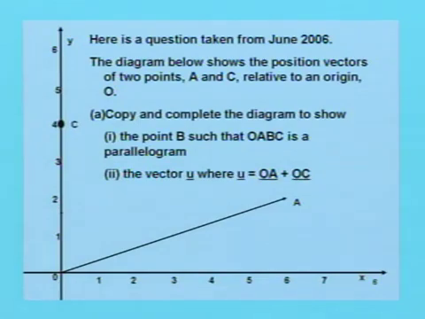And notice where C is. C is on the y-axis, and notice the point there. A is 2 units above 6, and we draw a line from O to A, placing an arrow at A.